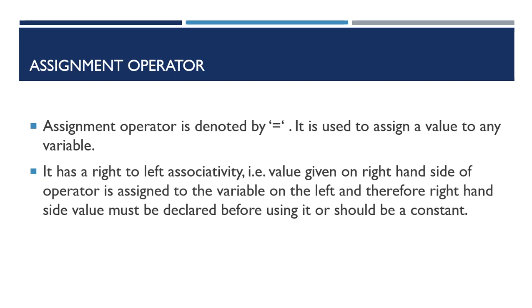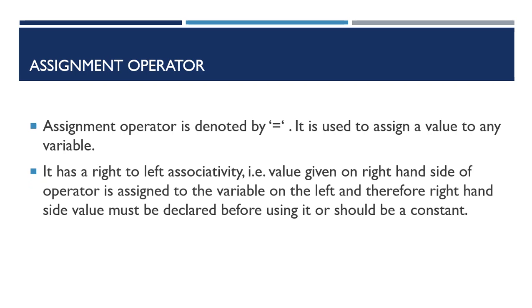This operator has right to left associativity. It means that the value given on the right hand side of the operator is going to be assigned to the variable on the left hand side of the operator. The variable whose value we want to assign should be declared, or it should be a constant. If it is not declared and we try to assign that variable to another variable, our compiler is going to give us an error: undefined symbol or symbol not found.